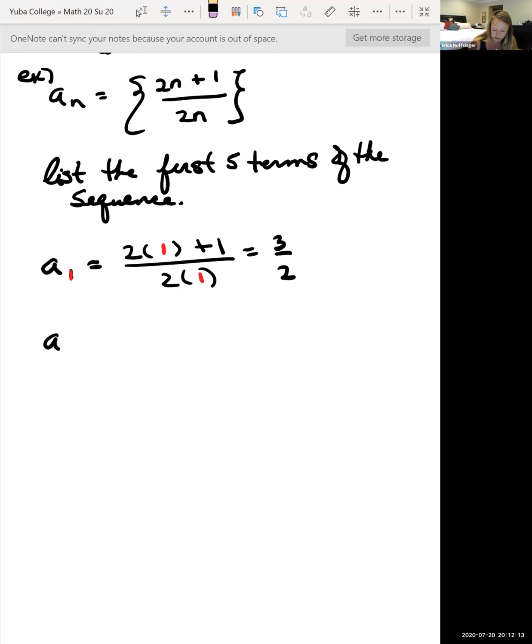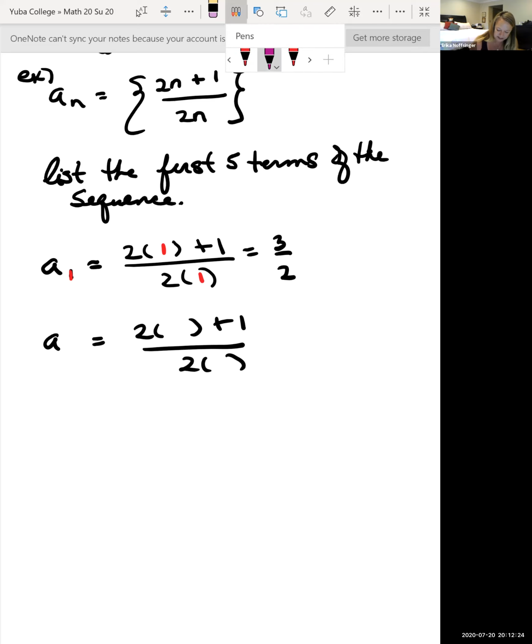The second term in our sequence we get by plugging in 2 wherever we see an n in our equation. Looking at a sub 2, we have 2 times 2 plus 1 in the numerator, all over 2 times 2. 2 times 2 is 4, plus 1 is 5, all over 2 times 2, which is 4. So that's our second term of our sequence.